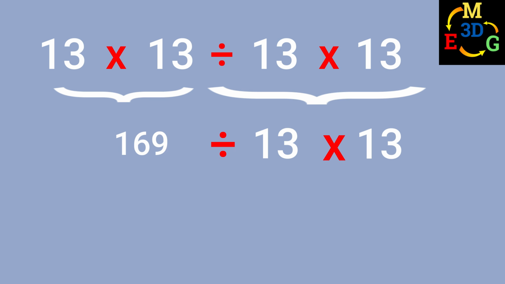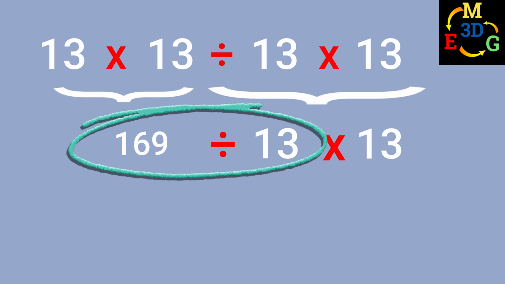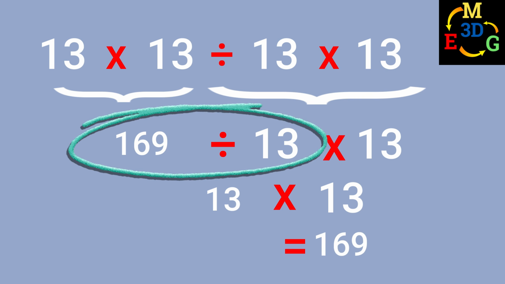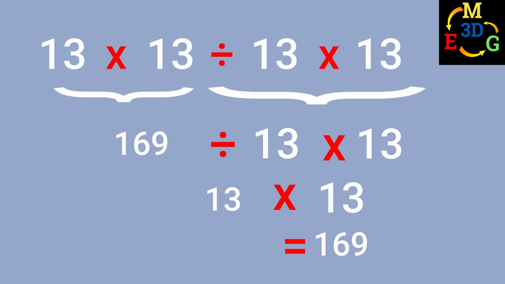Now we do this division. 169 divided by 13 is equal to 13. So we have 13 times 13, which gives us just 169. So our final answer to this problem is just 169.